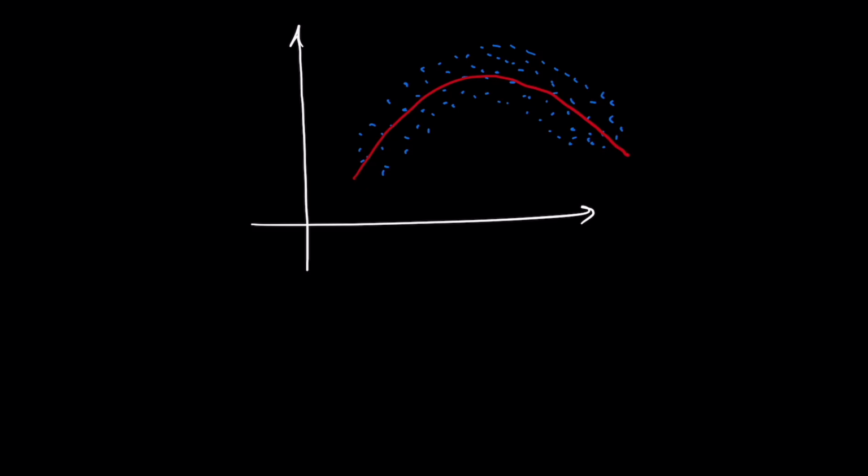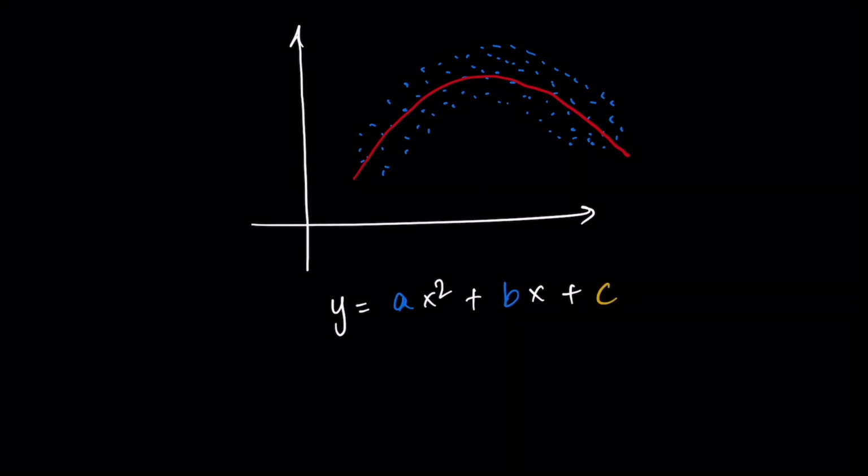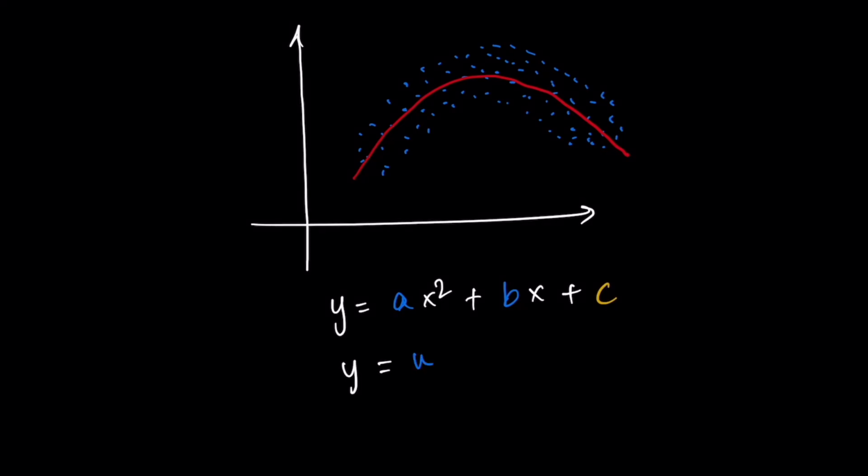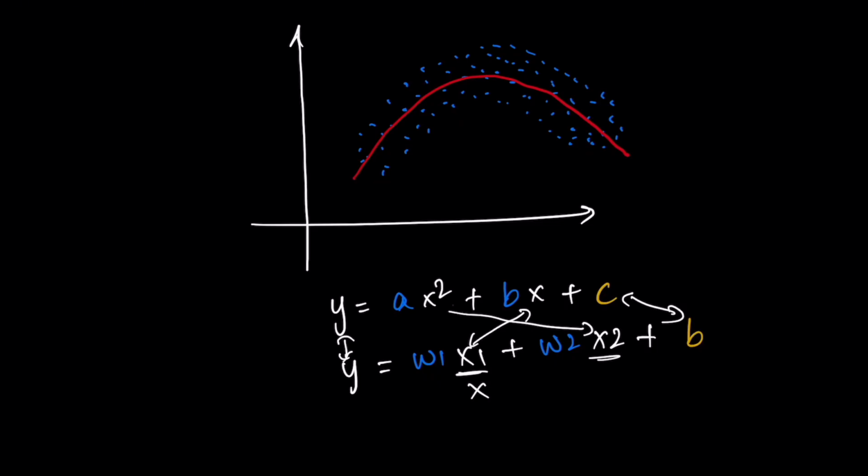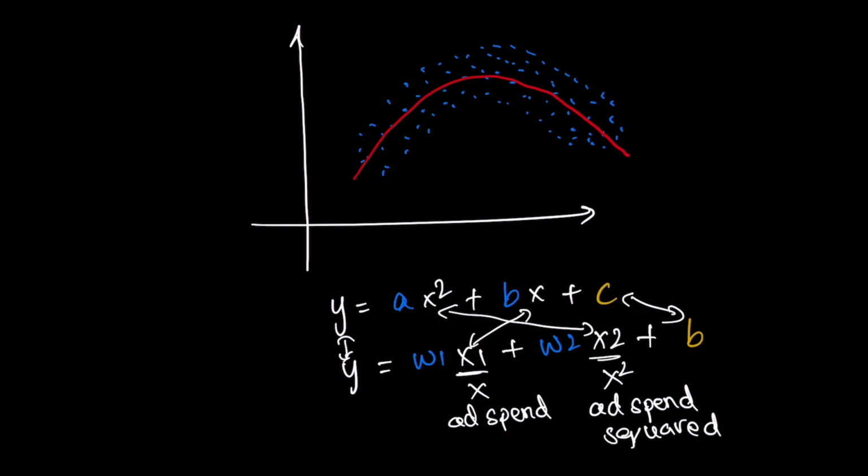The equation of a quadratic curve can be written as y equals ax squared plus bx plus c. Here, we have introduced an x squared term, which allows the curve to bend. Now let's connect this with the general form of a machine learning model with two features, y equals w1x1 plus w2x2 plus b. The first feature, x1, is the ad spend, which is x from the quadratic equation, and the second feature, x2, will be x squared, which is the ad spend squared. And they have their own coefficients and a bias.